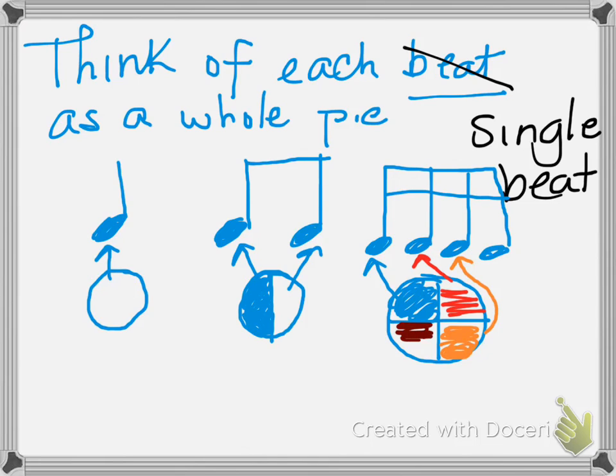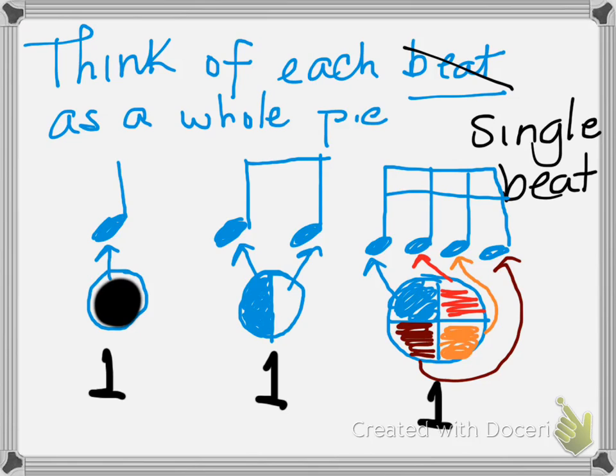Remember, our quarter note is one beat, so it is a whole pie. So it takes up one full beat. Eighth notes. Each eighth note is a half of a beat. So the first eighth note takes up the first half of the pie. The second eighth note takes up the second half of the pie. They all equal one beat together. We usually count those as one and. The and is the second half of the beat.